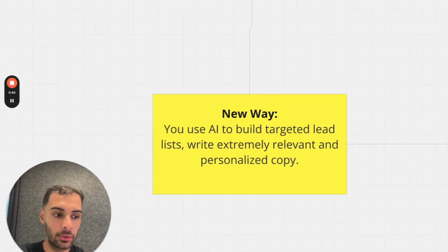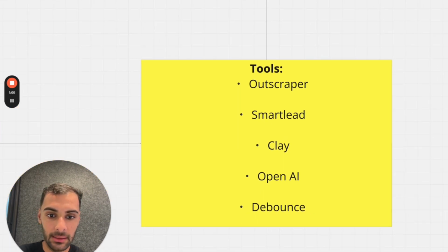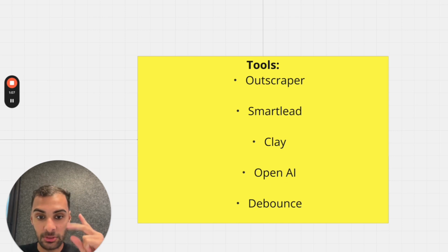So the new way you can do this is you can use AI to build targeted lead lists and write extremely relevant and personalized copy. This works very, very well. It's consistent, and it won't cost you as much as ads, and it's not as inconsistent as referrals, right? So the tools you're going to need are Outscraper, SmartLead, Clay, OpenAI, and Debounce. Outscraper to scrape the leads, SmartLead to send out cold emails, Clay and OpenAI to add some AI touch, and Debounce to verify the email.